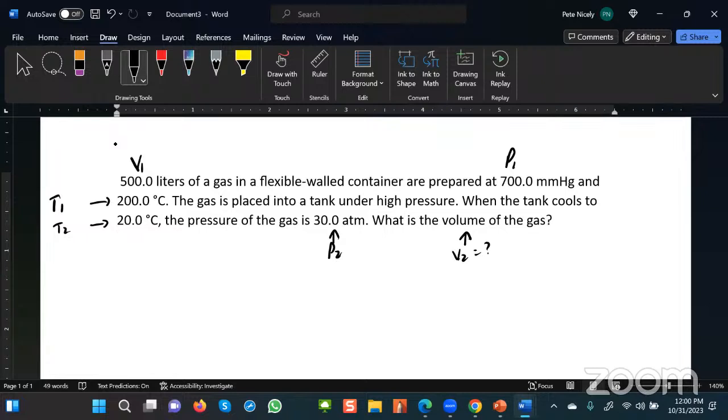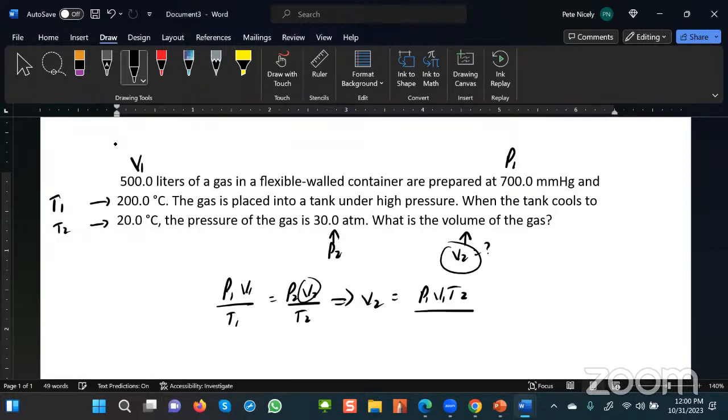So remember, the combined gas law is P1 V1 over T1 is equal to P2 V2 over T2, all right? The question is asking for V2, which is this right here. So when we rearrange this, we're going to get V2 is equal to P1 V1 T2 divided by T1 P2.